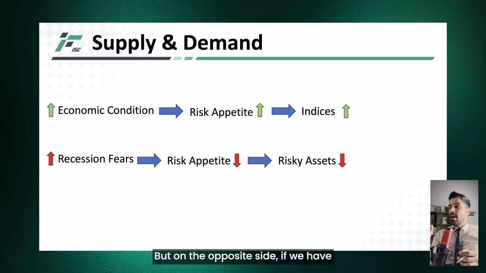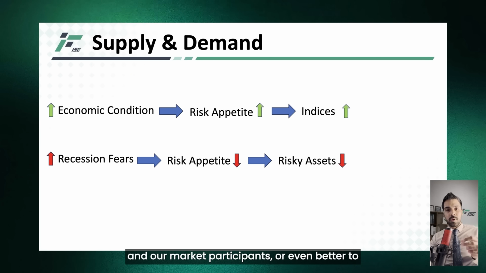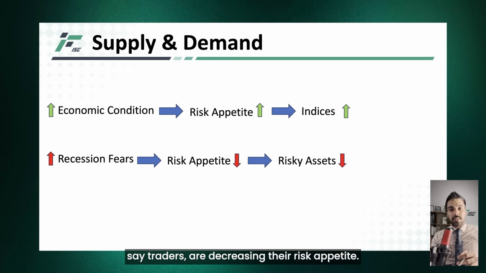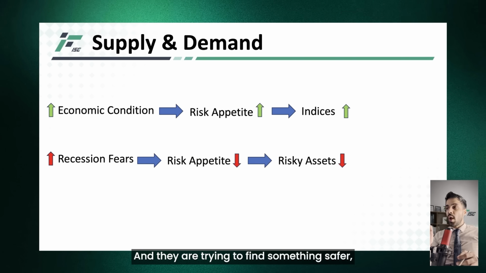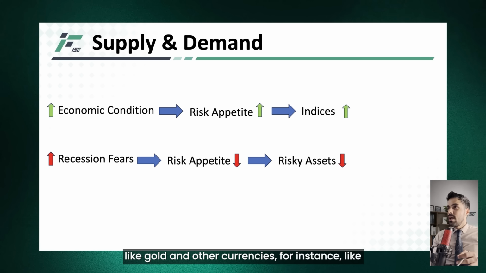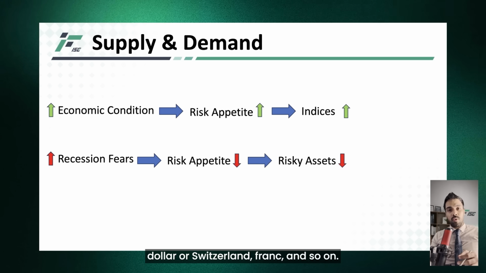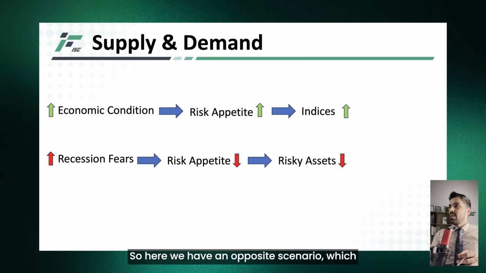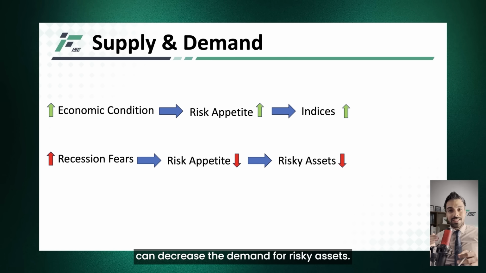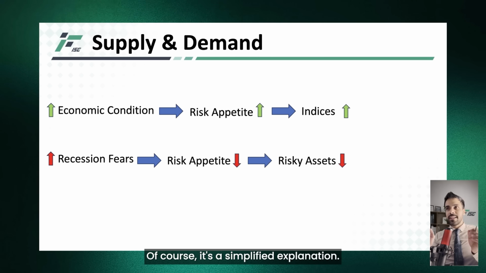But on the opposite side, if we have recession fears in the economy, our investors and our market participants, or even better to say traders, are decreasing their risk appetite, and they are trying to find something safer like gold and other currencies, for instance like the dollar or the Swiss franc and so on. So here we have an opposite scenario which can decrease the demand for risky assets. Of course, it's a simplified explanation.